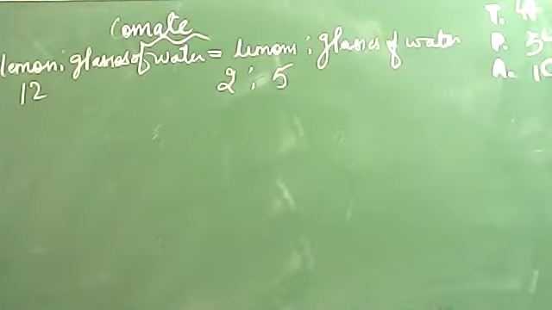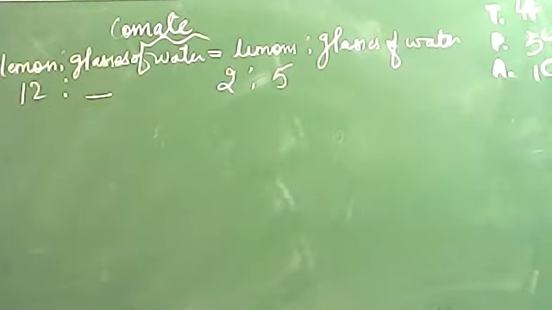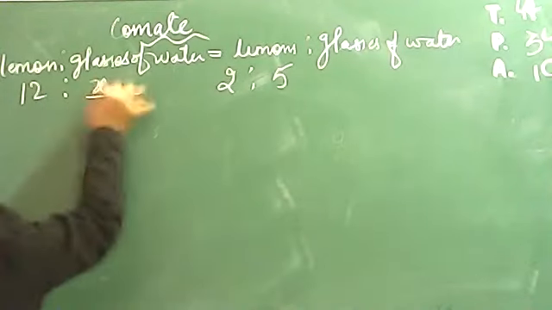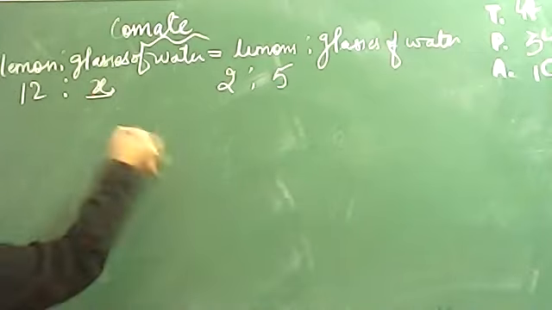Okay, now you can see this. We don't know the number of glasses of water. Can we put x, because we don't know it? So this is unknown. We are using a little algebra here. Which is unknown, we have used x. Mr. Unknown is x.